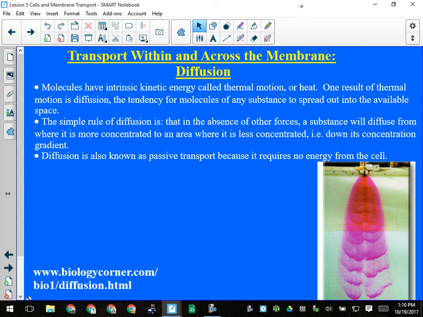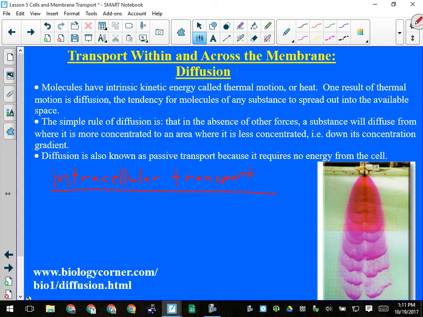Now, in terms of diffusion, diffusion is what a cell uses to transport material from one place to another inside the cell. That is, it is responsible for intracellular transport. Essentially, all transport within the cell is accomplished through diffusion. There's several reasons for that, but the most important reason is that diffusion gets the job done and costs the cell nothing. No energy is required for diffusion to occur.